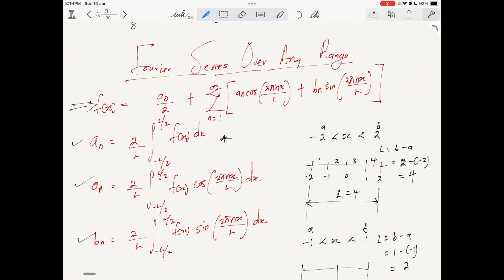Now, next video, we'll be looking at Fourier series for f of x is equal to 2x minus 1 in a half range sine series.